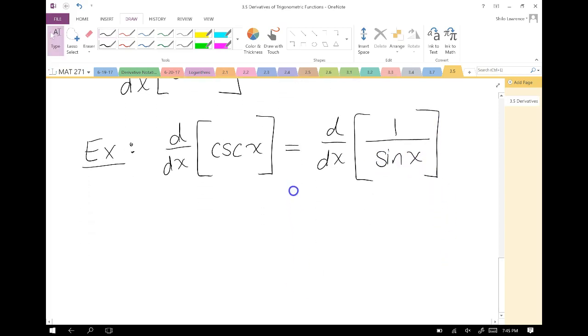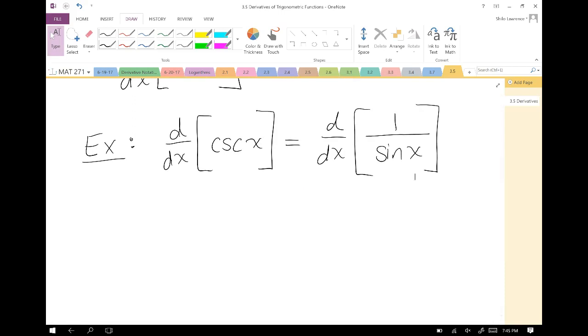And I am going to use the quotient rule. That's one way to do this. I'm going to use the quotient rule to find the derivative. There is another way to do this, but just to be consistent, I'm going to use quotient rule. So my numerator, f of x, is 1. My denominator, g of x, is sine x.